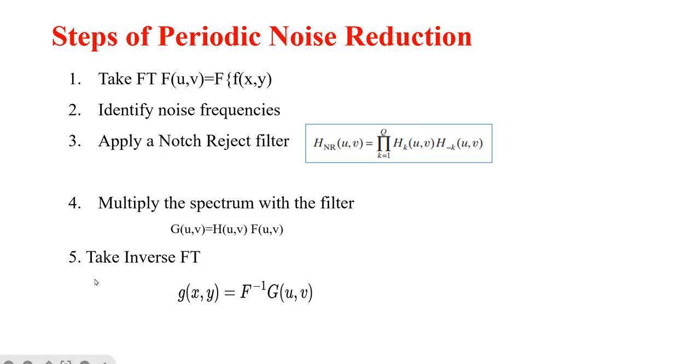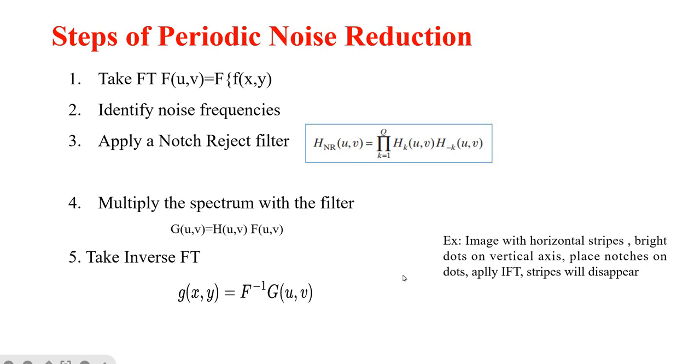And the last step is to take the inverse Fourier transform by using this equation, that is g(x,y) is equal to the inverse Fourier transform of G(u,v). This gives the cleaned image without the periodic noise. So these are the steps of periodic noise reduction.